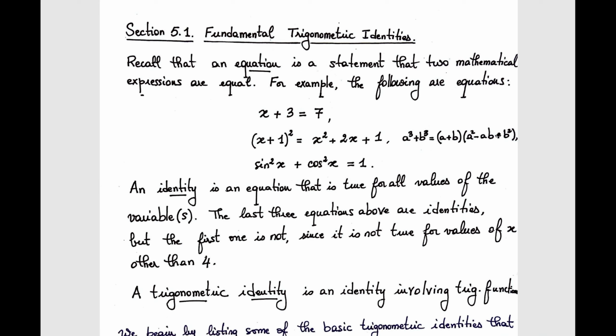The third equation is also true for all a and b. No matter what you choose for a and b, this side is always equal to this side. And the second as well. So the last three equations are identities. Now the first one is not an identity, because if you give me an x that's different than 4, then the left side and the right side do not match. So all of these four are equations, but only the last three are identities, according to this definition.